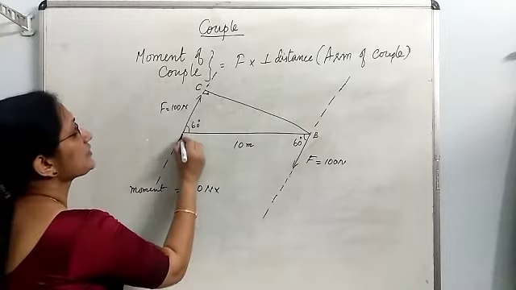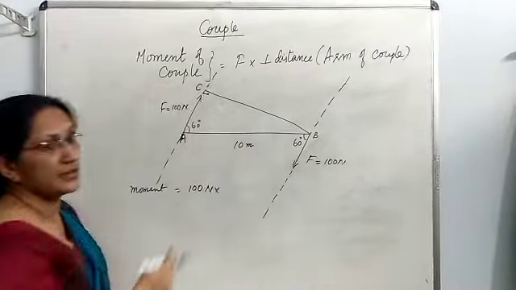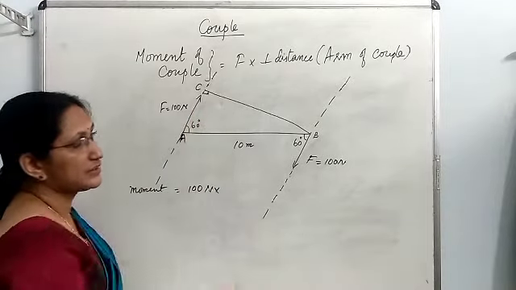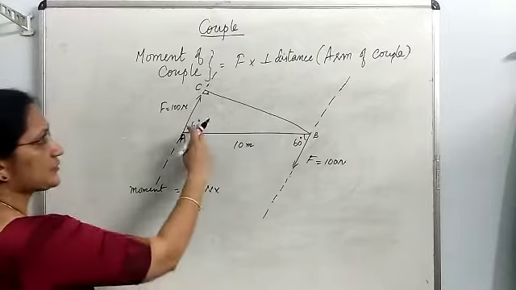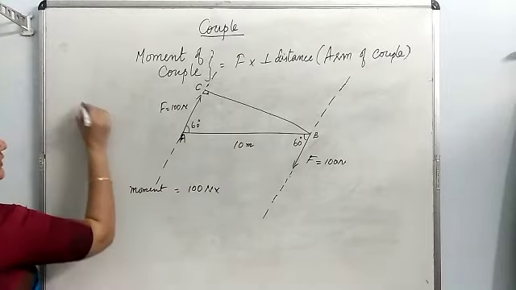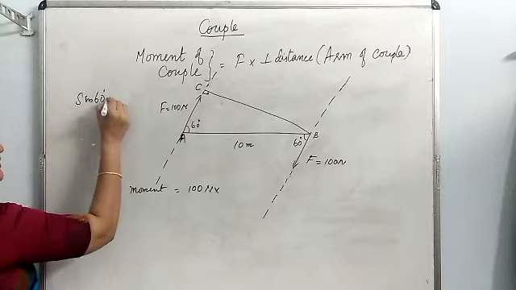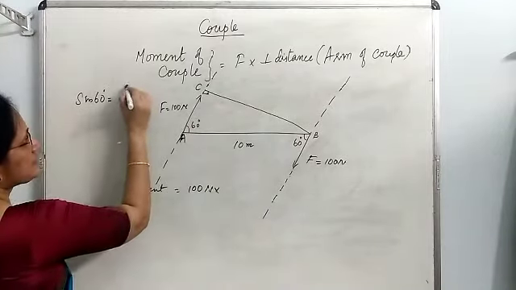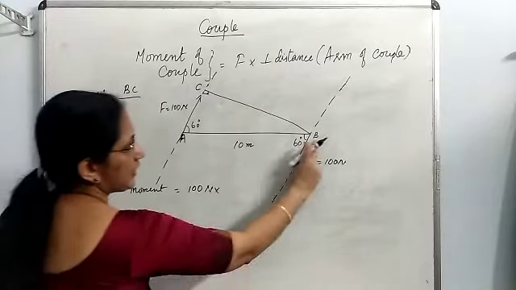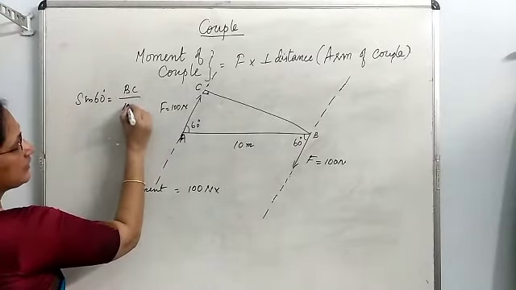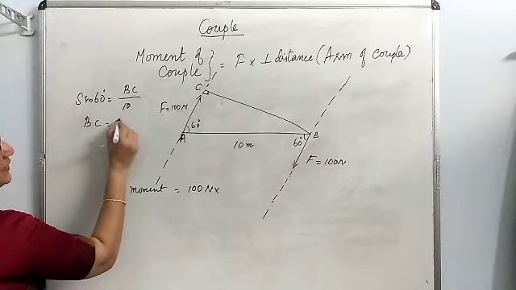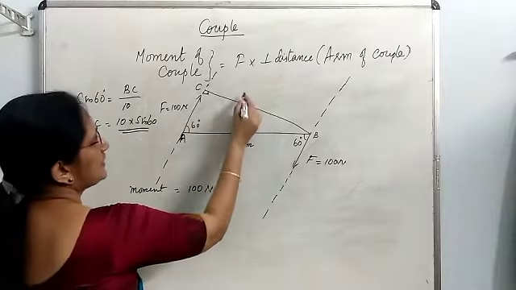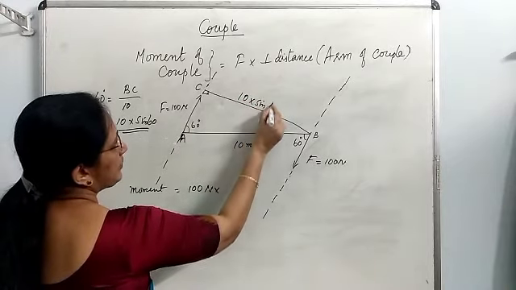Consider the triangle ABC. Take the trigonometric ratio. This angle is 60. This angle is 90. So take the trigonometric ratio of sine 60. You know, sine is opposite side by hypotenuse. For 60 degree, the opposite side is BC. Hypotenuse means AB, that is 10 meter. So BC is 10 into sine 60. That is the perpendicular distance. This side is 10 into sine 60.